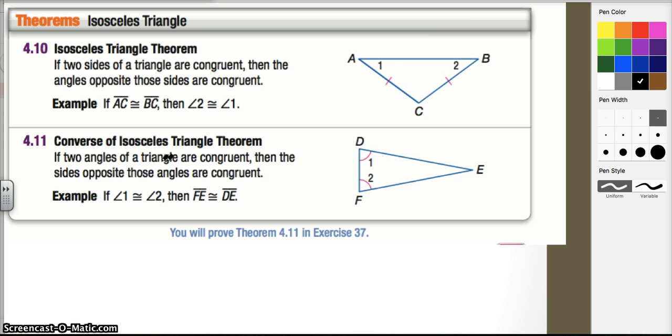Then we have the converse of the isosceles triangle theorem, which starts off with, hey, I'm walking down the street. I got this triangle where two angles are congruent. Well, if two angles in a triangle are congruent, we now know that it's isosceles because we can assume that these two sides are congruent. So angle 1 and angle 2 being congruent implies that FE and DE are also congruent.